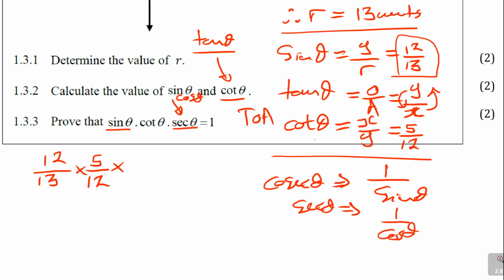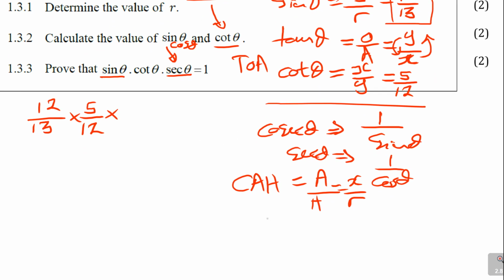So now, with sec theta, I need to know cos. Cos is what? CAH. It's adjacent over hypotenuse, and adjacent is x, and hypotenuse is r. So if cos is x over r, that now means sec theta is equal to r over x. Remember, this goes to the top, this goes to the bottom.